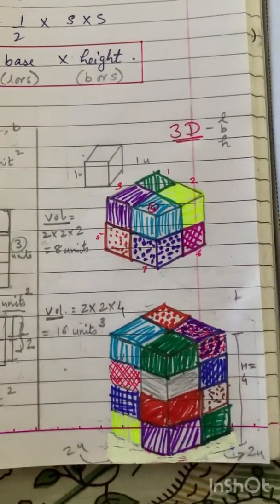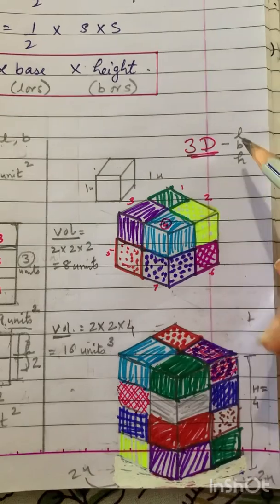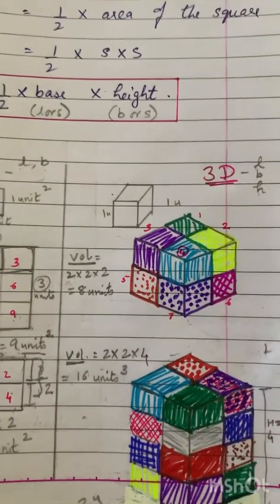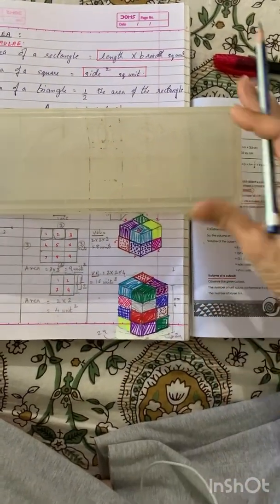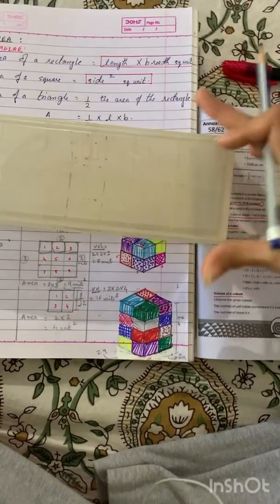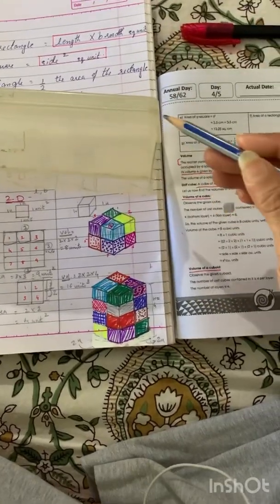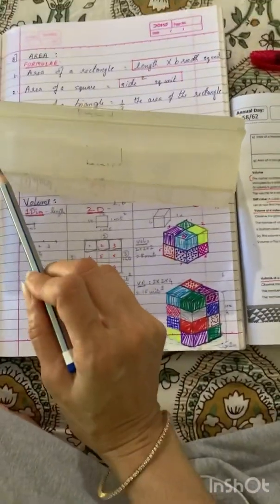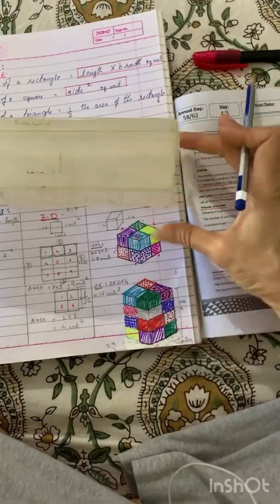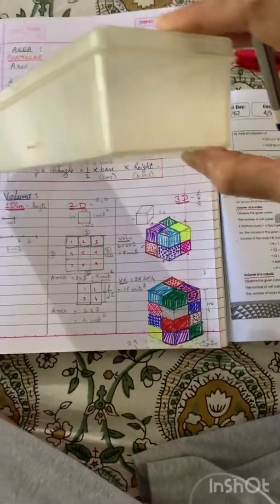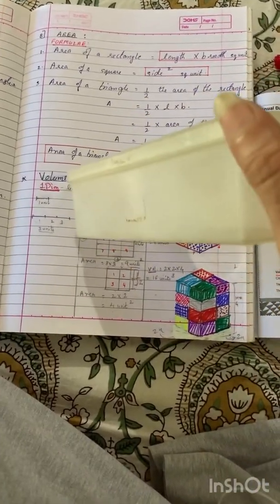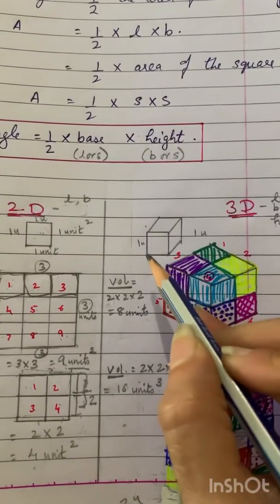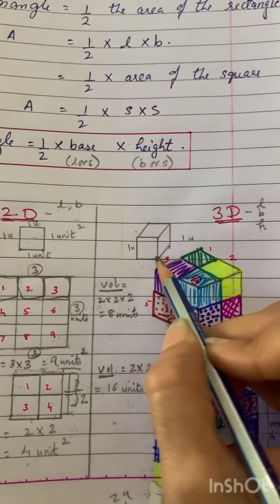So let us see the 3D object. Now a 3D object will have length, breadth and height. Suppose this is my length, this is my breadth, so this will be my height. If I hold my object like this, this side is my length, this is my breadth and this is my height. So when you are considering an object, this is length, breadth and height.